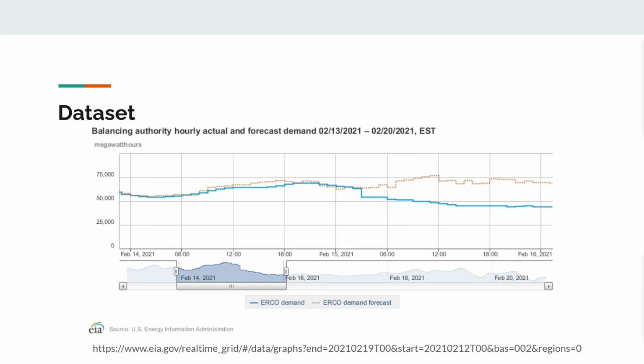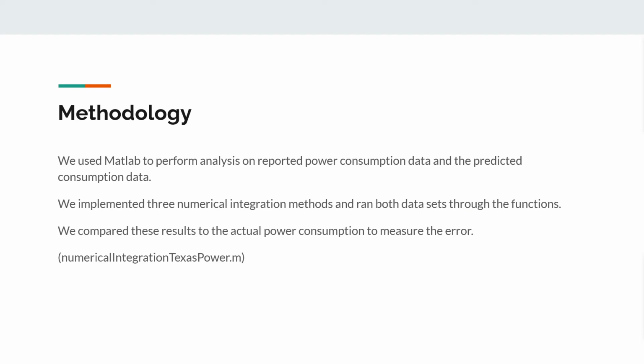Here is a graph of our data sets. This is both the recorded and forecasted energy demand, and we got our information from the U.S. Energy Information Administration. For our project, we decided to use MATLAB as our language. We performed analysis on reported power consumption data and the predicted consumption data. We implemented the three numerical integration methods that we chose and ran both data sets through these functions. We compared these results to the actual power consumption to measure percent error for each of our estimates. And that is from our numerical integration texaspower.m file, which is our MATLAB file.